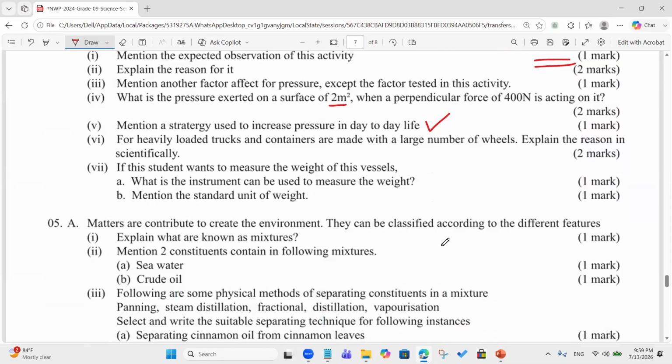Okay, you think and tell me if you have a doubt, then I will explain. Heavy loaded trucks and containers are made with a large number of wheels. Explain the reason scientifically. What's the reason, Lamai? To reduce the pressure. Yes, to reduce the pressure. So what is increased to reduce the pressure? The surface area of the wheels. Surface area, right? Yes. When the number of wheels is increased, the surface area also increases, right? Therefore, what happened? Pressure decreases. Yes, pressure decreases. 2 marks, right?